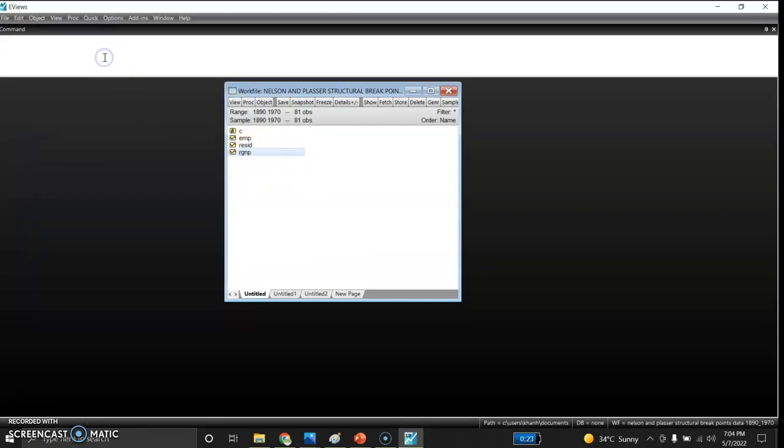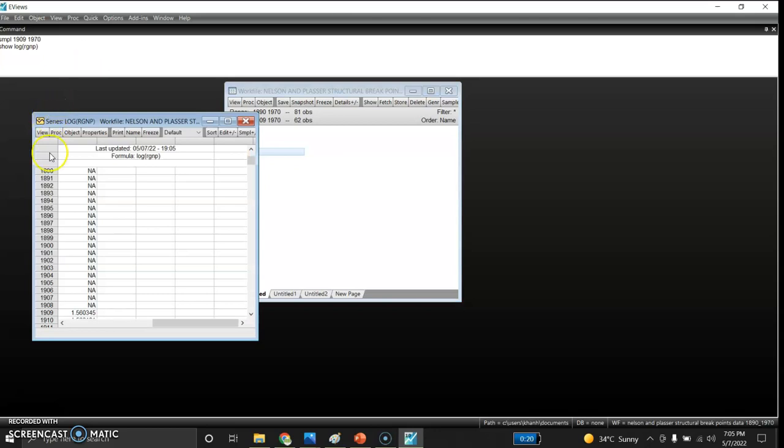Okay, let me set the sample here, SMPL 1909 till 1970. Okay, the sample has been set. Now I will say show log real GNP, and this is my GNP series.